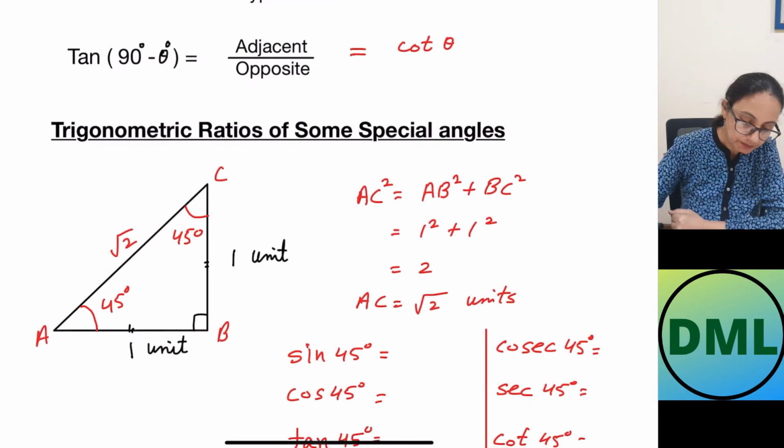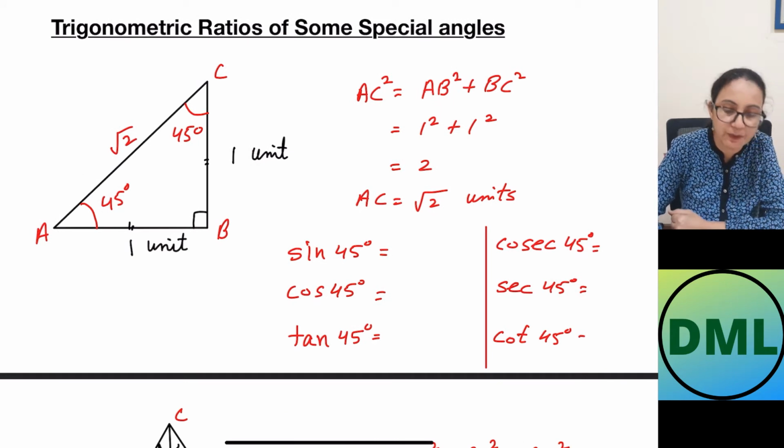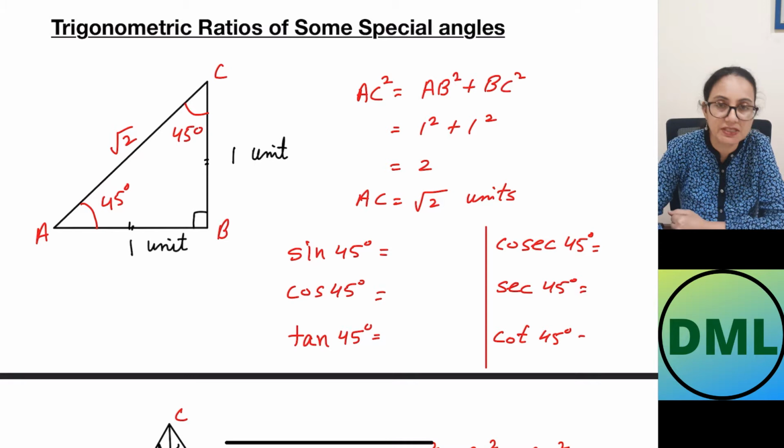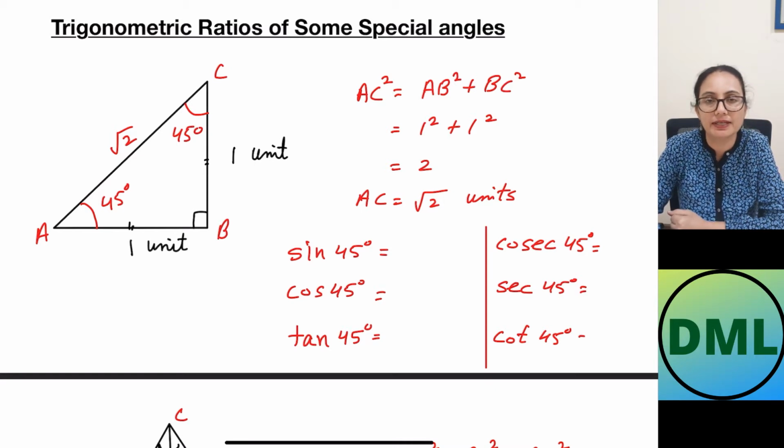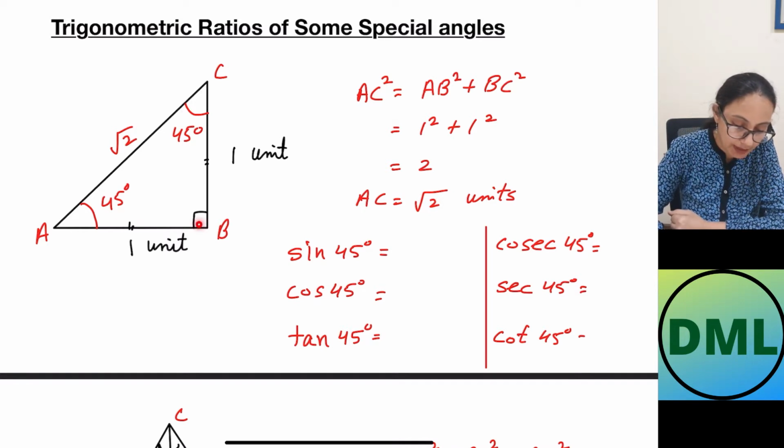Now, trigonometric ratios of some special angles. Special angles means we will look for 45 degree, 60 degree. What are the values for sine, cos and tan? Now, this is my right angle triangle here. This is the 90 degree angle and I have taken AB and BC as 1 unit.